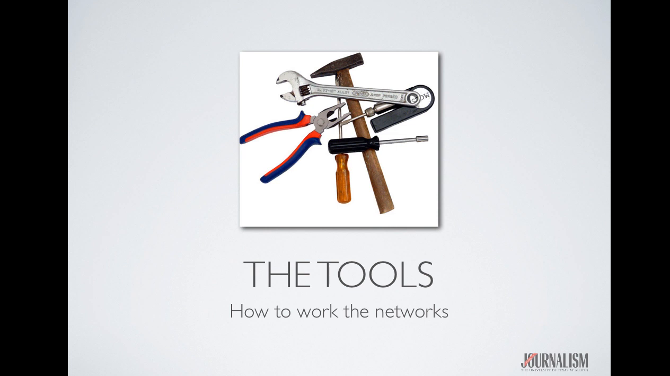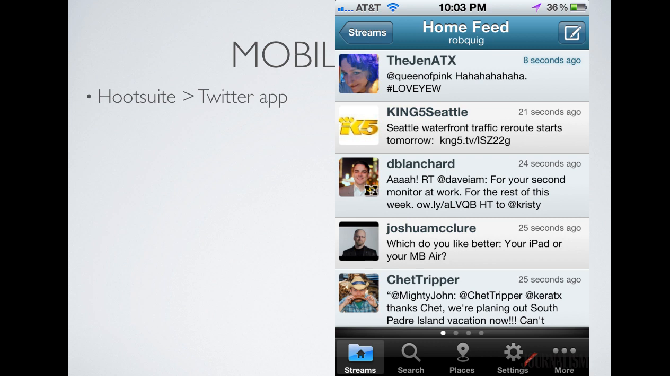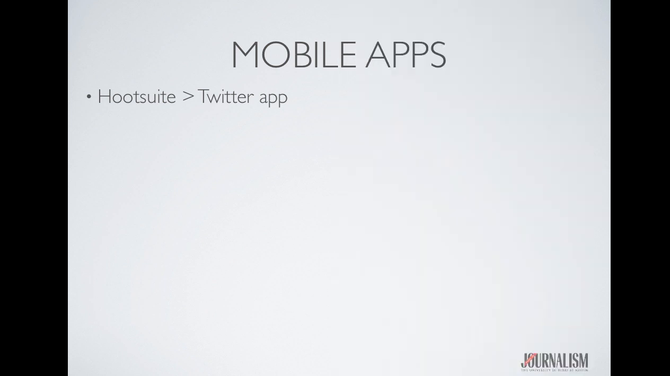This module, Module 3, is about the tools and how to work the networks. Let's start off with mobile apps, because social media is pretty mobile. I personally like the HootSuite app for updating Twitter. It's easy, it's well laid out, and it's just a nice alternative to the official Twitter app. There are others out there, so experiment a little bit.